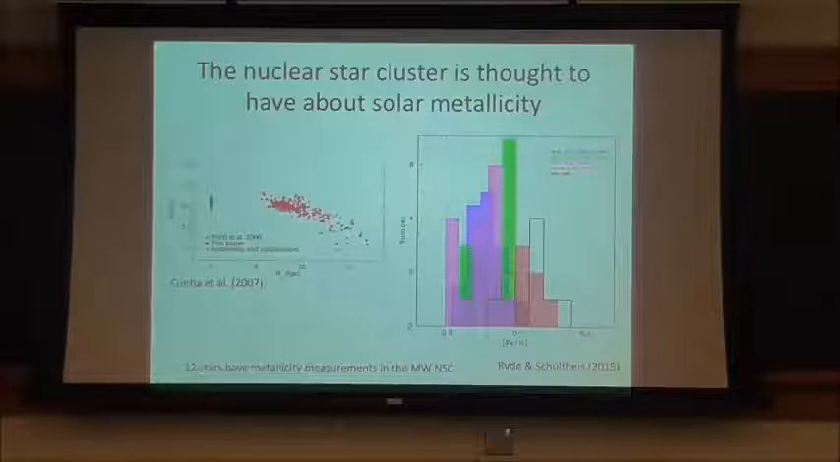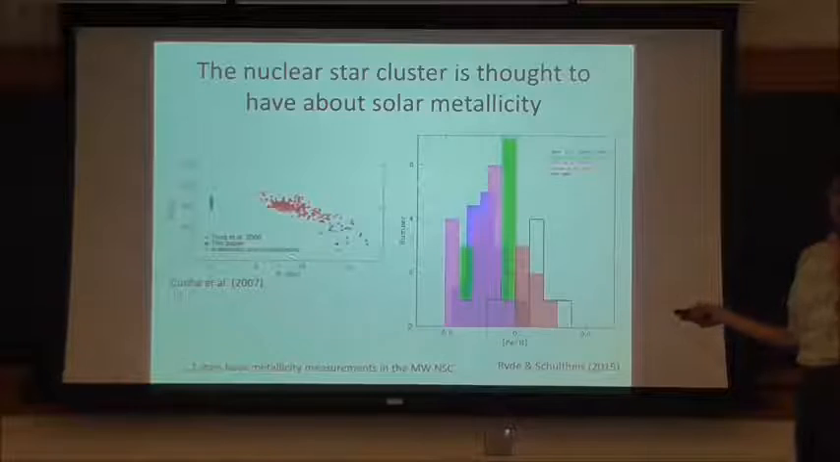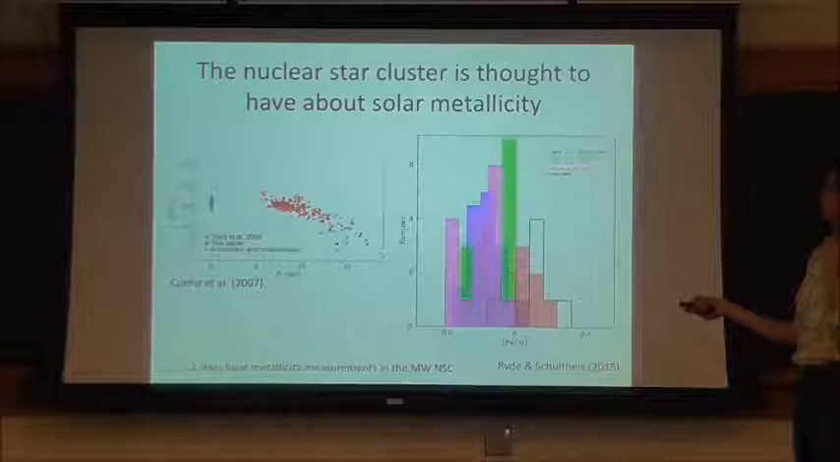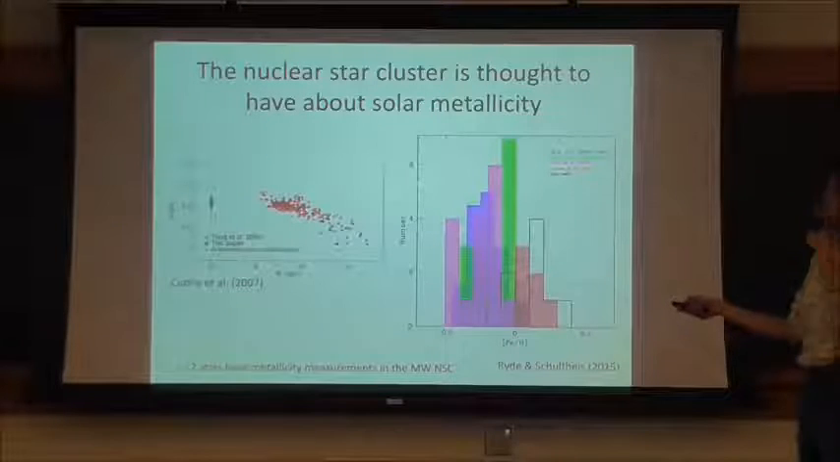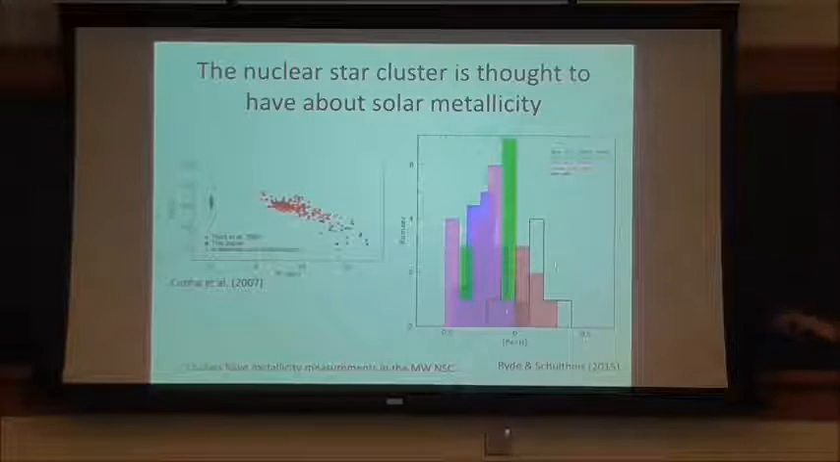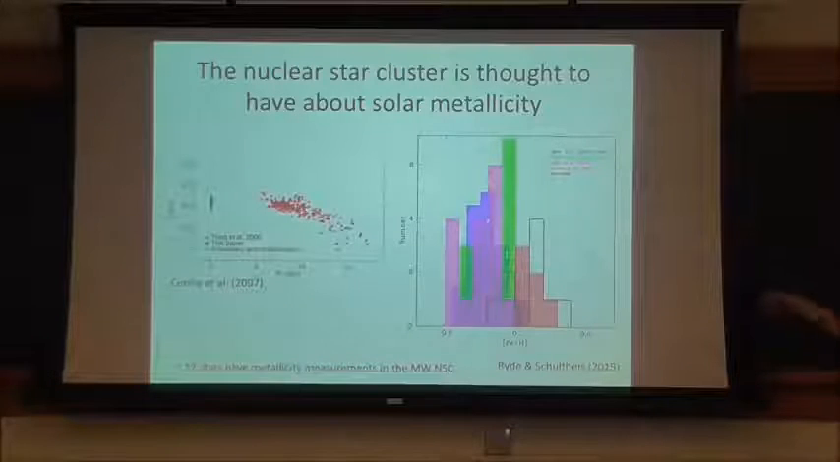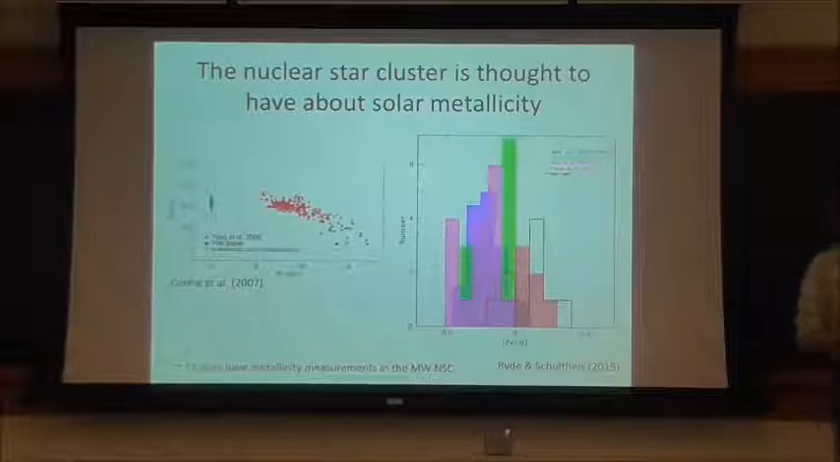For a long time, we thought that the nuclear star cluster should have about solar metallicity, and there are several lines of evidence for this. If you look at the metallicity gradient in the galaxy as a function of distance from the Galactic Center, it increases, and at the center it looks like it could be about solar. About 12 stars have been measured at the Galactic Center, and they're the black histogram and the red histogram. These other histograms are the inner bulge. This seems pretty reasonable, but we'd like to get a larger number of stars to really map the metallicity.